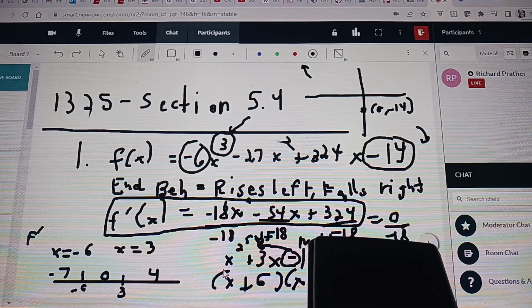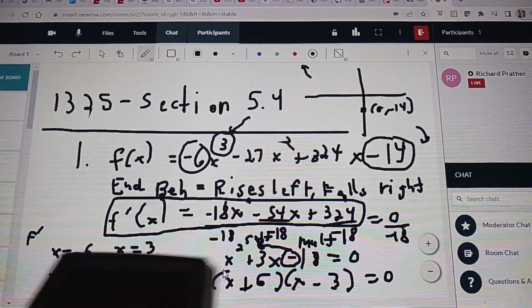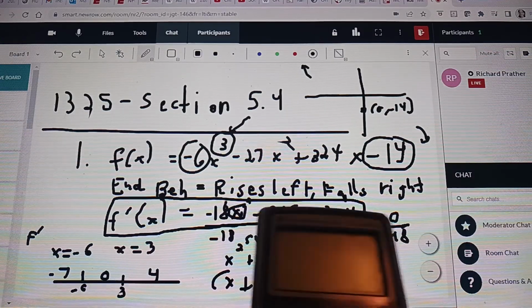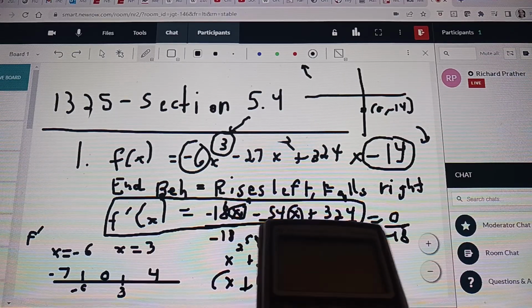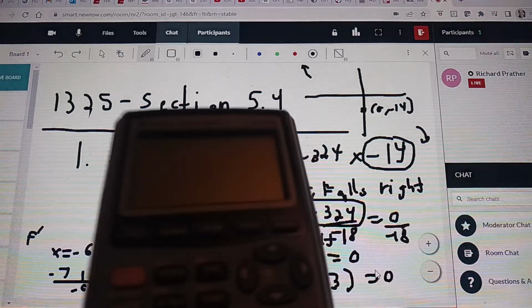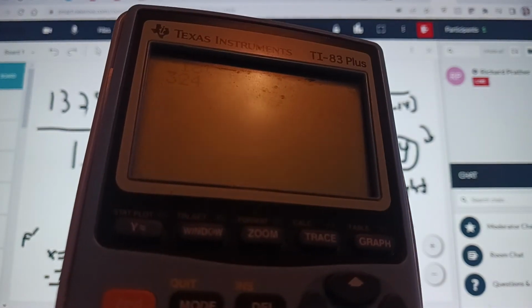So if I plug in, maybe if I turn the light up, that will help see this better. Okay, so I'm just going to plug in -7 where these two x's are right here and right here. So -18, parenthesis -7 squared, minus 54, parenthesis -7, plus 324. I got -180 for that.